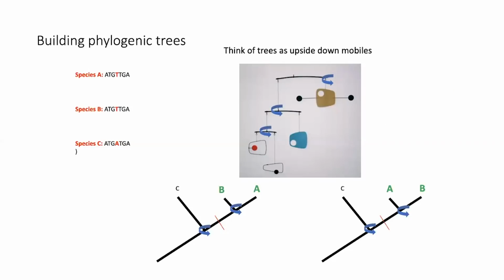Okay, so when I look at a phylogeny, I picture that it's kind of an upside down mobile where these mobiles can freely spin around on these axes. And so these are equivalent to these nodes, where all of the taxa stemming out from that node can be flipped around on that node.